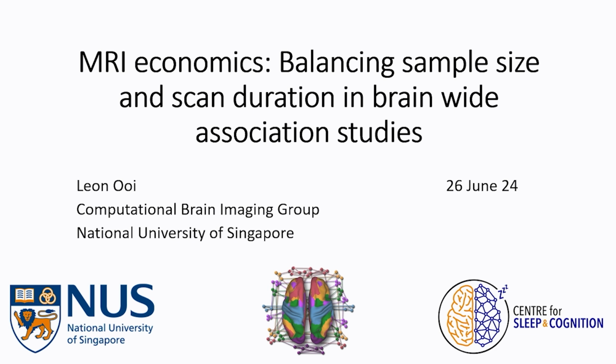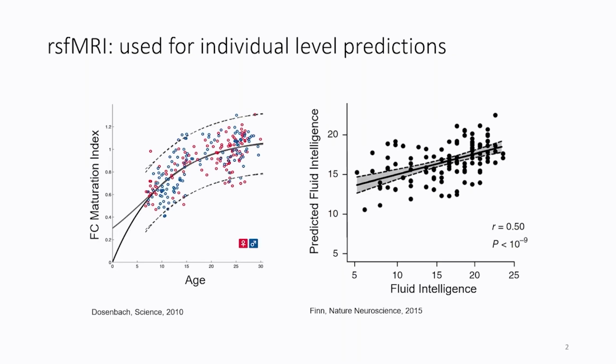Okay. So, I'm going to talk about our new study regarding optimizing the balance of sample size and scan duration in resting fMRI studies. Maybe I don't need to belabor this point at this conference, but we have seen success in using resting state fMRI to perform individual level predictions in things such as brain maturity and fluid intelligence. Individual level prediction is an important task because we want to know how individual differences in brain network organization relate to phenotypic variation across participants.